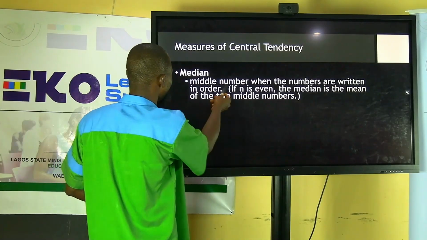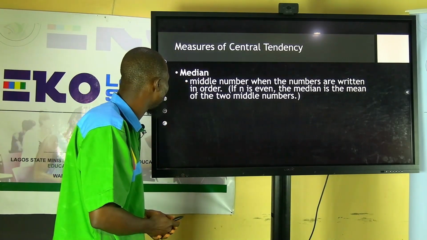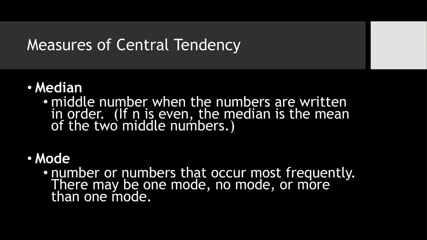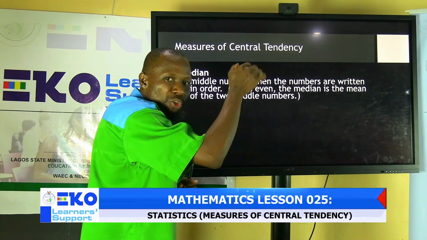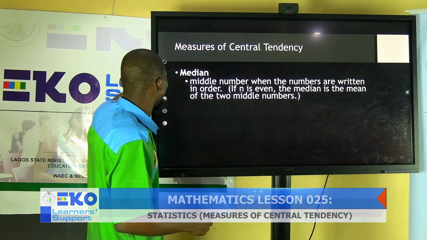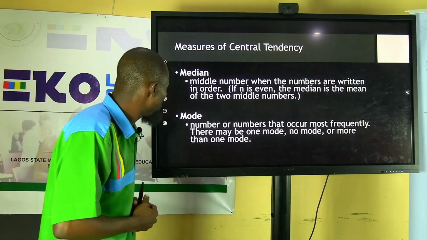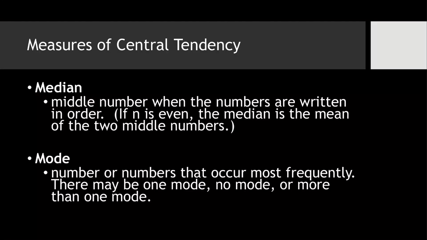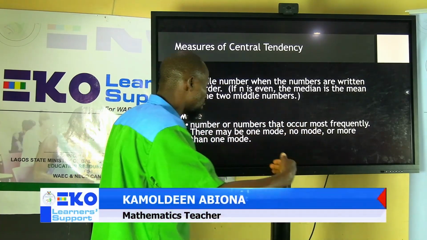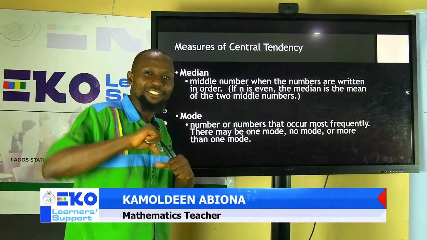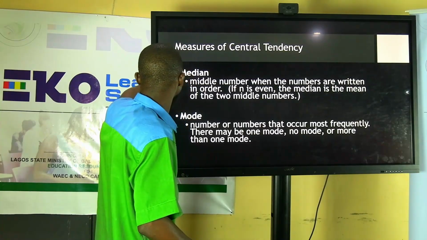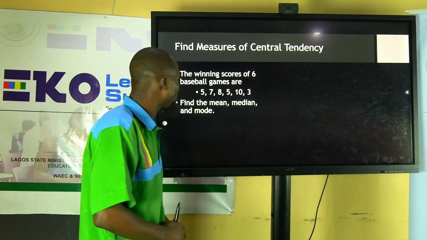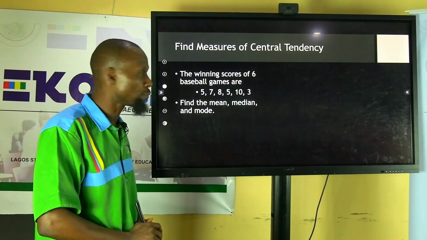So, median. We have not defined median. Median is the middle number when the numbers are written in order. So we arrange those numbers in a particular order, then the central, the middle value is what we mean by the median. We also have what we call the mode. For the mode, it is the number that occurred most, the number that has the highest frequency, or the class interval that has the most occurring number. All right. So in this case, we have some examples to illustrate what I've said so far.